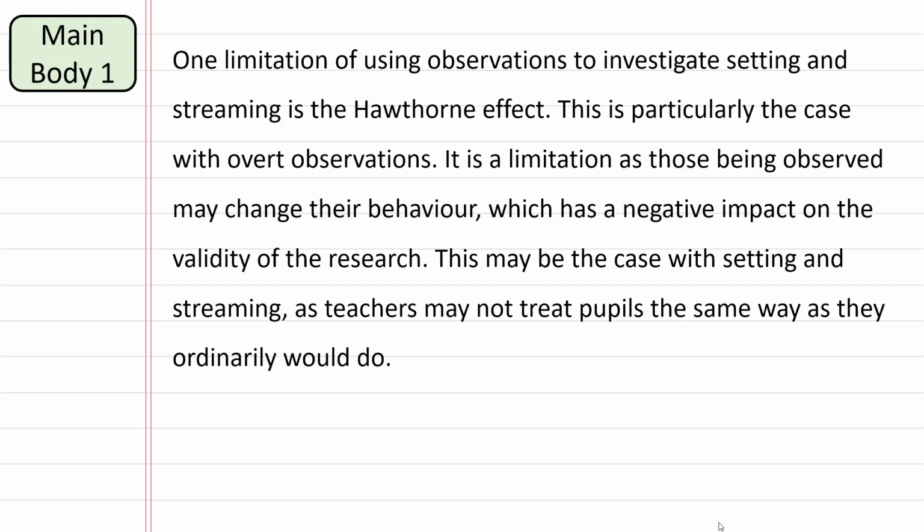So I started here with one limitation of using observations to investigate setting and streaming is the Hawthorne effect. This is particularly the case with overt observations. So I've got my strength or limitation of the method there, the Hawthorne effect. It is a limitation as those being observed may change their behaviour, which has a negative impact on the validity of the research. Still focused on just the method, nothing mentioned here about setting and streaming.